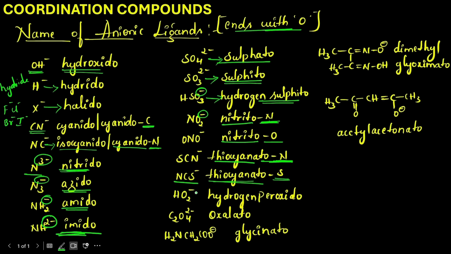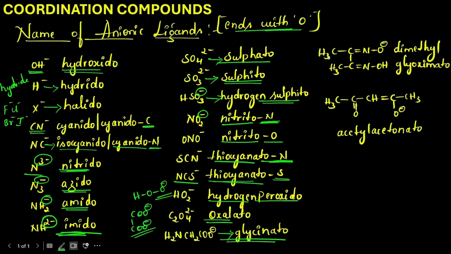Next one is HO2 minus, which you can also write like this, HOO minus. Here it is H2O2, whereas H is removed, therefore oxygen will have negative charge, which is named as hydrogen peroxido. And next one is C2O4 2 minus. If you write the structure of C2O4 2 minus, this is the oxalate ion, which is named as oxalato. Next is NH2CH2COO minus, which is named as glycinato.